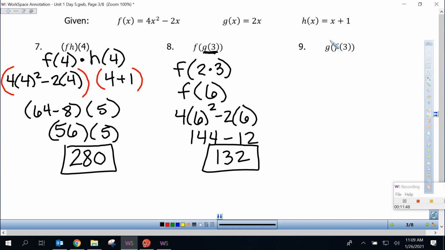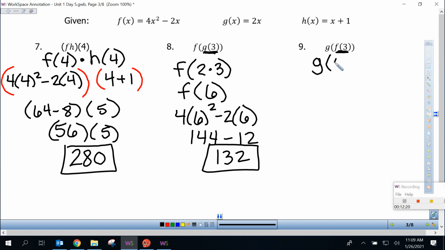Now just so I notice we have a function inside of another function. So this one is a composition of functions. It is not multiplication because we have a function inside the function. So when you have a composition of functions, start with the innermost function. So we need to start with f of 3. So drop down to g. And for f of 3, go to f's equation and replace both of these x's with a 3.